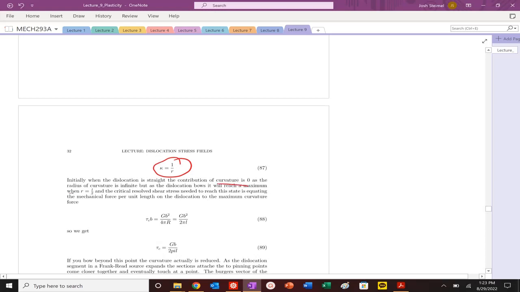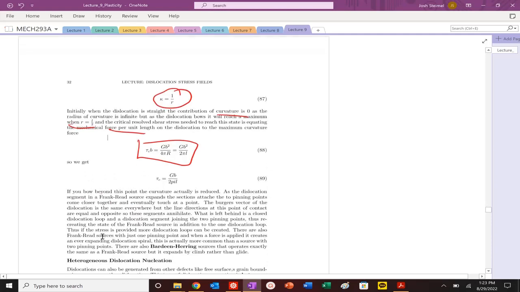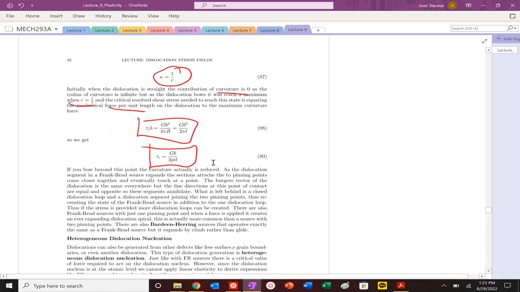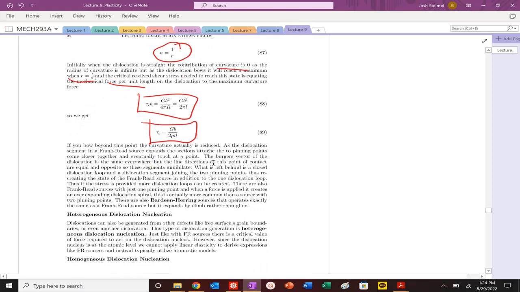So there's some curvature associated with this bending. Initially it's 0. It's maximized when that R reaches L over 2. And we can look at the stress required in order to do this. We can find some critical shear stress required, and that should be 2 capital PI. That is our critical stress beyond which the curvature will actually be reduced. So again, it's attached to the pinning points, and once they eventually touch, the segments can annihilate, and they will create essentially new dislocations.